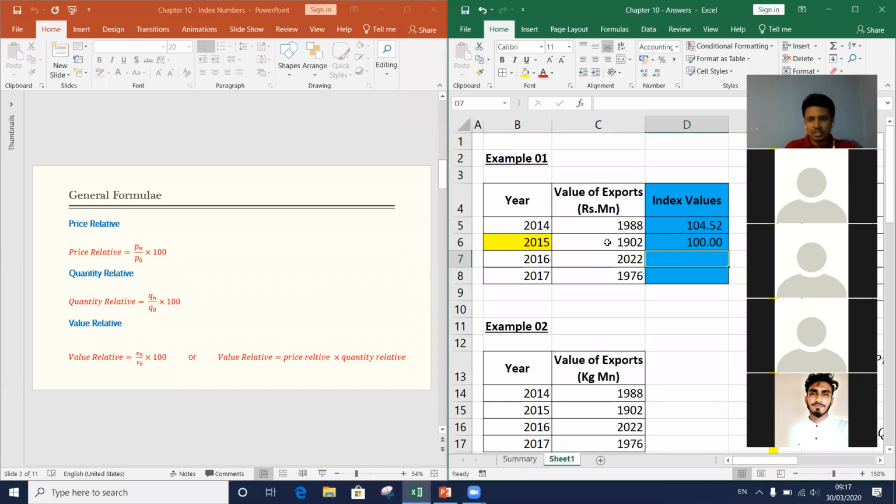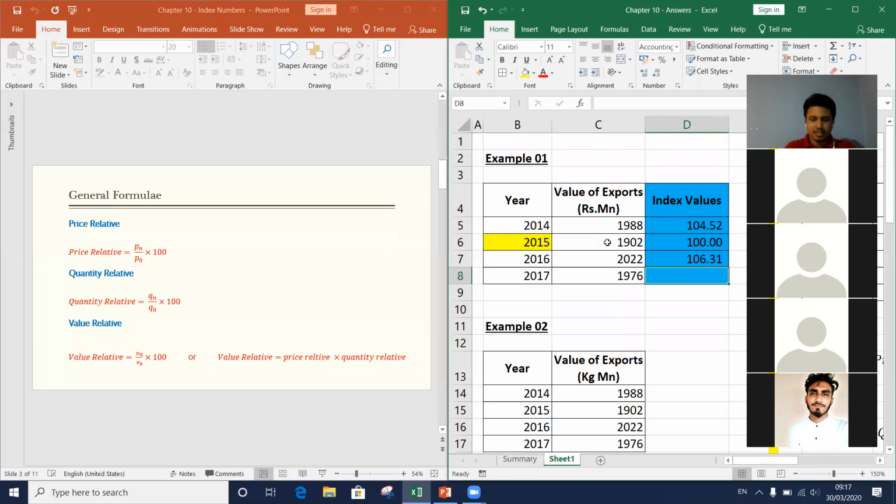So how can we calculate the index value for 2016? What is the current year figure here? Current year price is 2022. We need to divide this by the base year price, that is 1902, and multiply by 100. 106.31. Compared to 2015, the prices have increased by 6.3%.